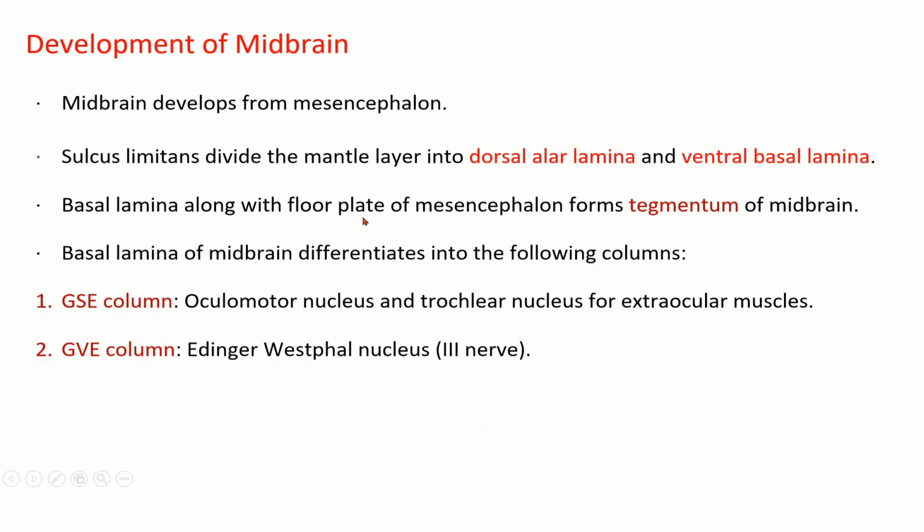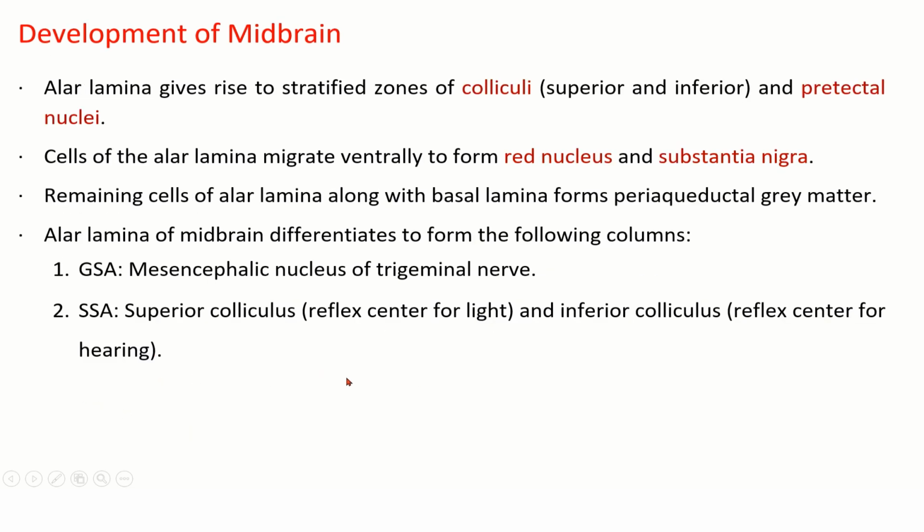So midbrain develops from mesencephalon. The sulcus limitans divides the mantle layer into dorsal alar lamina and ventral basal lamina. Basal lamina, along with the floor of mesencephalon, forms the tegmentum of the midbrain. So basal lamina of midbrain differentiates into the following columns: general somatic efferent column, oculomotor and trochlear nucleus of the extraocular muscles, and general visceral efferent, Edinger-Westphal nucleus of the third nerve.